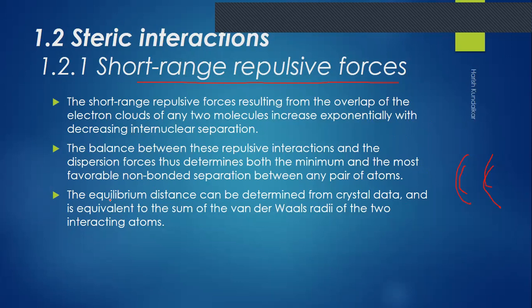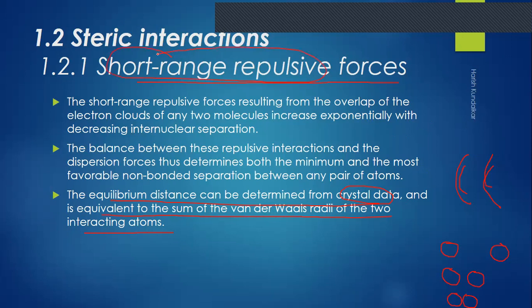This equilibrium distance can be determined from X-ray crystallography, from the crystal data. This is nothing but equivalent to the sum of the van der Waals radii of the two interacting atoms from the ligand and from the receptor. So if we have an atom from the ligand and another atom from the receptor, and they are coming together, whatever is their van der Waals radii, up to that distance only they can come close. If they come closer than that, they will be repelled, and that is what is short range repulsive forces.